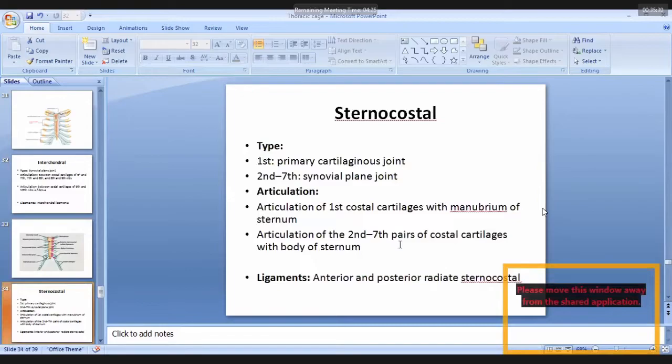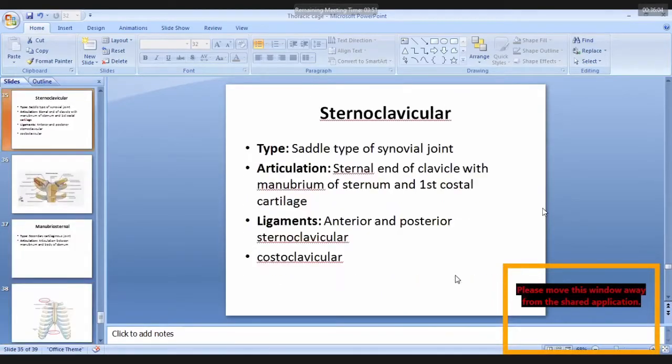The sternocostal joints. Now there is a difference. The first sternocostal joint is a type of primary cartilaginous joint, and from 2nd to 7th, they are synovial plane joints. The articulation of the first costal cartilage is with the manubrium part of the sternum, but from 2nd to 7th pair, the costal cartilages are attached to the body of the sternum. The associated ligaments are anterior and posterior radiate and sternocostal ligaments.